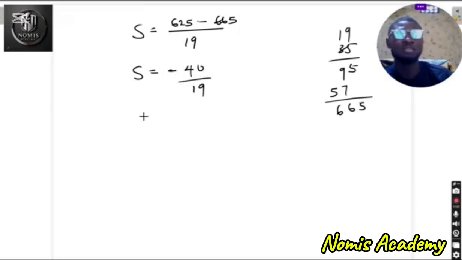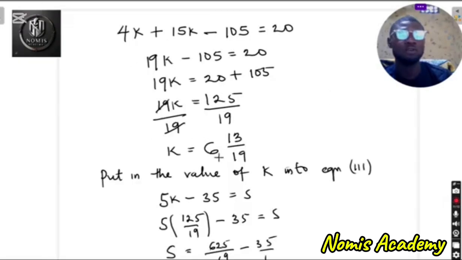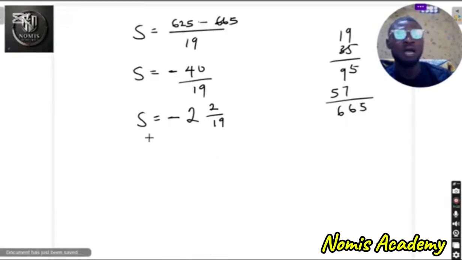This is an improper fraction. Change it to a mixed fraction. How many 19s can you get from 40? 2. That will be minus 2 whole number. That will be 38, right? Remainder 2 all over 19. So this is the value of s. So we got the value of k to be 6 whole number, 13 over 19, and then s to be minus 2 whole number, 2 all over 19.